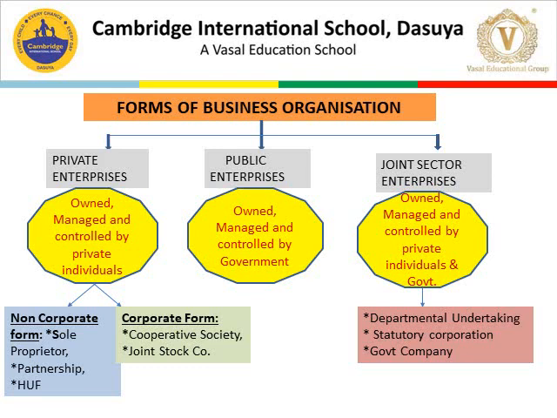Public enterprises are owned, managed and controlled by the government. Joint sector enterprises are owned, managed and controlled by private individuals as well as the government. Under this, we will study the departmental undertakings, statutory corporations, and the government companies. Today, we are going to learn about the cooperative society.